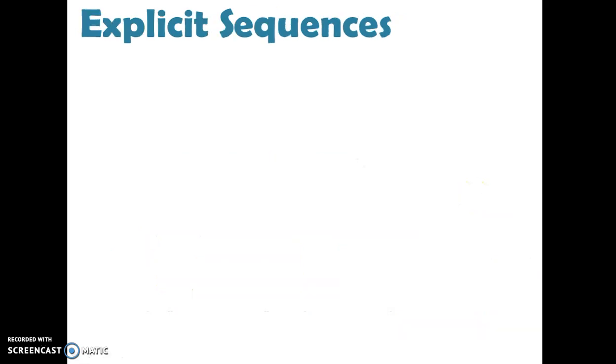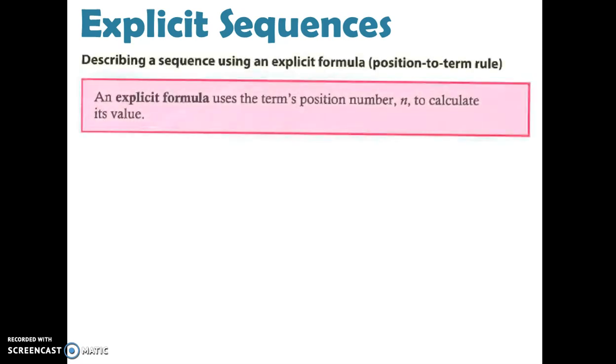Today we're going to look at 2 specific types of sequences. One is called an explicit sequence, and the definition of that is a sequence defined by a formula which uses the term's position n to calculate its value. Let's take a look. Here is an example of an explicit sequence. N again represents the position. So the position appears in the formula here, and that's how we get each term in the sequence.